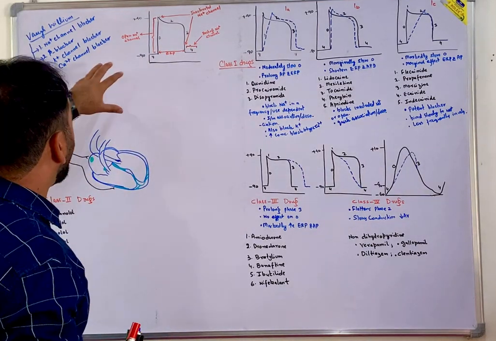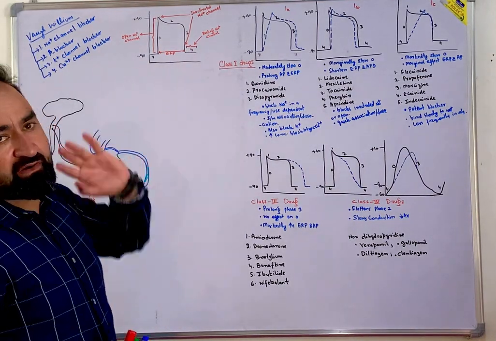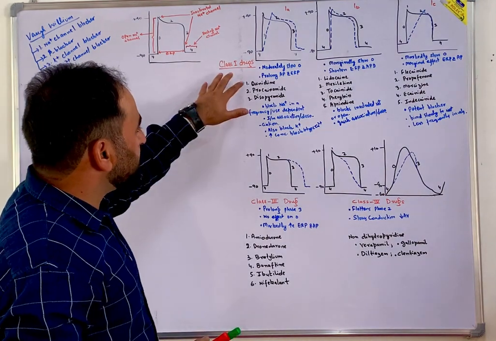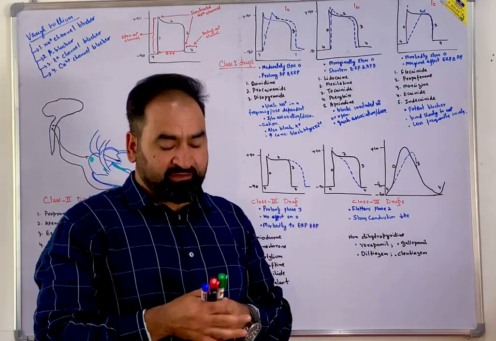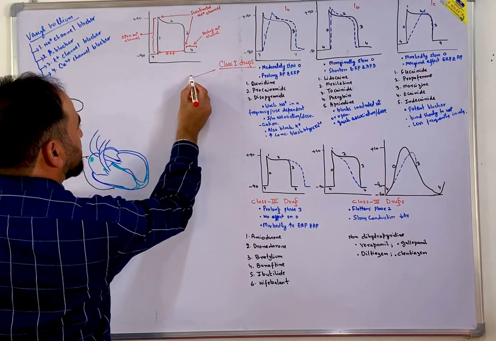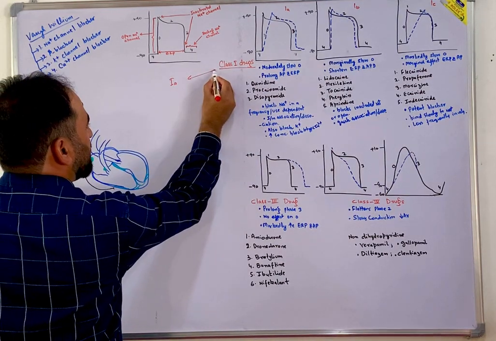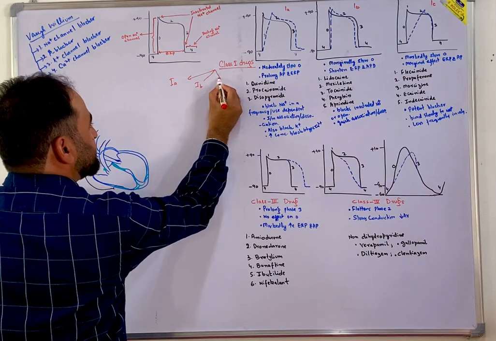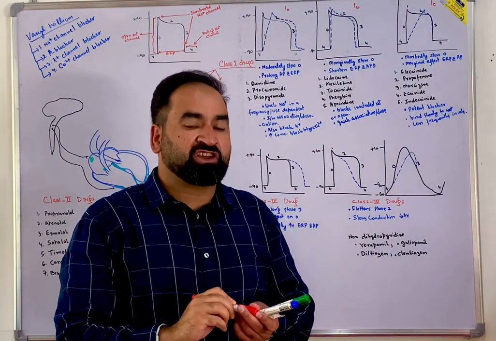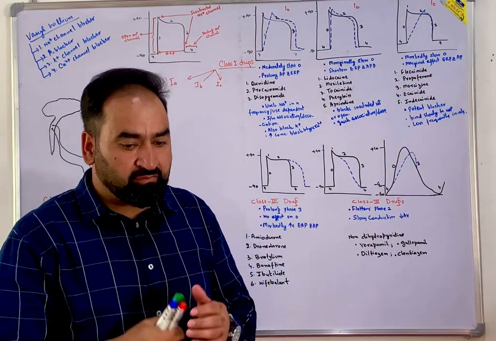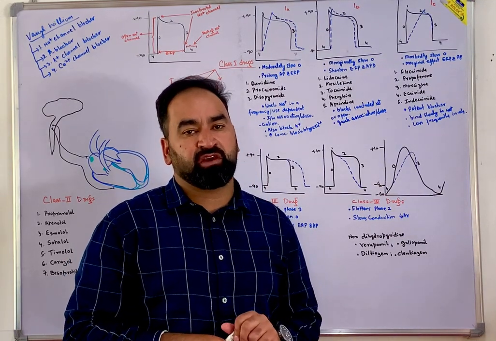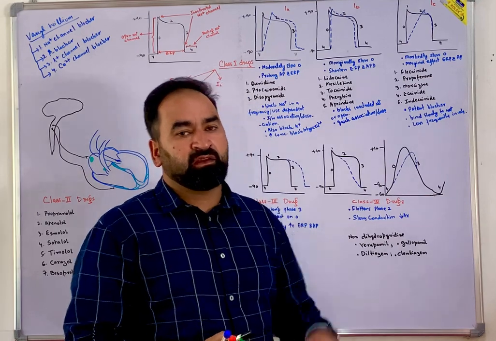Okay. Now we start with the class 1 drugs. I told you that class 1 drugs are the sodium channel blockers. In class 1 drugs, there are further classifications. Class 1 drugs are further classified into class 1A, 1B and 1C based on the domination of the action on the sodium channel, meaning how much sodium they are going to block and how much is the association and dissociation of the sodium channel with these drugs.